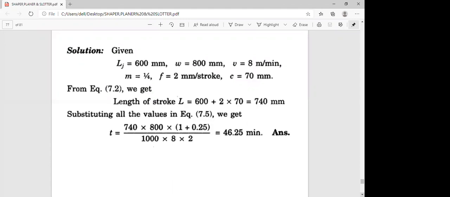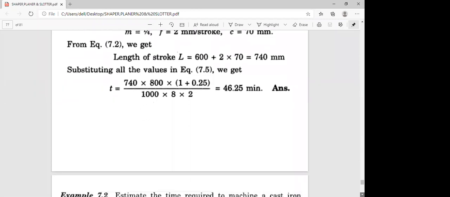As I already told you, you have to take the length of the stroke, not the length of the job. So 740 into 800 into (1 plus 0.25), over 1000 into V into F. That is 46.25. So this is one of the problems where you have to be very careful as far as the units, the allowances, and the clearances are concerned.